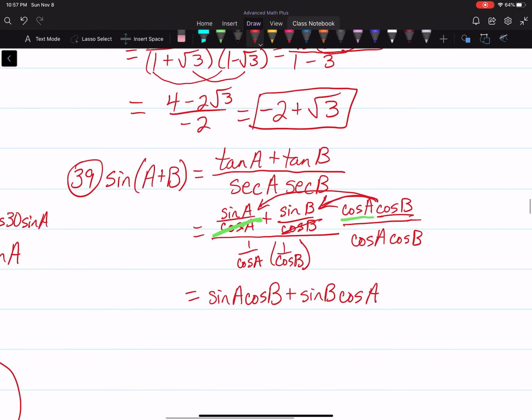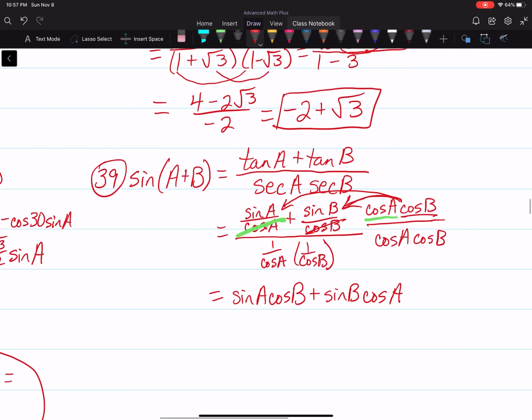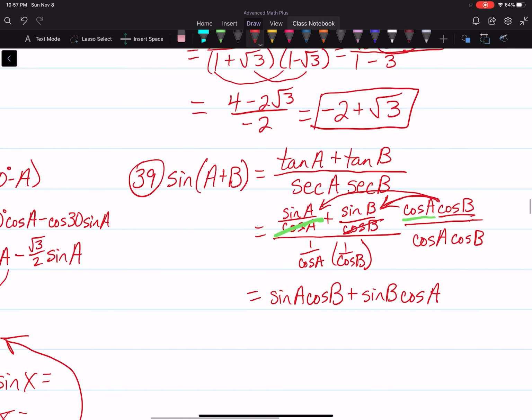Now, you're kind of stuck here. You can't go really any further. So you can come over to the left side, and I'm just going to do the sum identity for sine, which is sine of A cosine B plus cosine A sine B. And as you can tell, those are the same thing. These two right here are in a different order, but it doesn't matter because you're multiplying. So other than that, we're done.